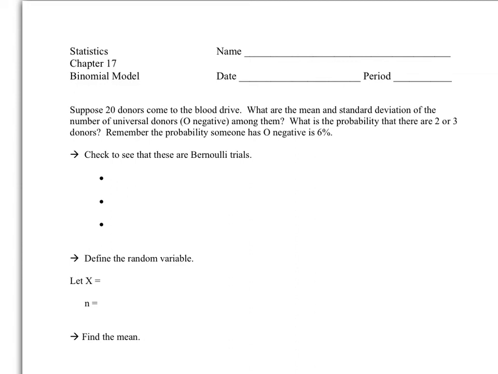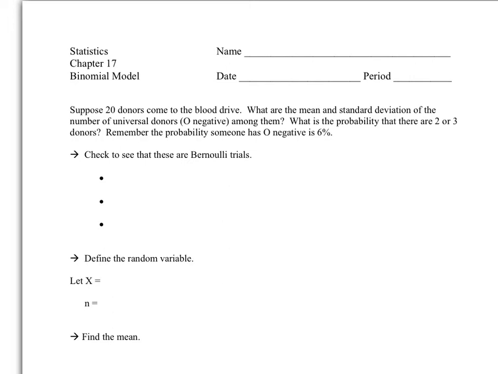Now we are going to work with the binomial model. We're going to build from the problem we did last class. Suppose 20 donors come to the blood drive. What are the mean and standard deviation of the number of universal donors, O negative, among them? What is the probability that there are 2 or 3 donors? Remember, the probability someone has O negative is 6%.